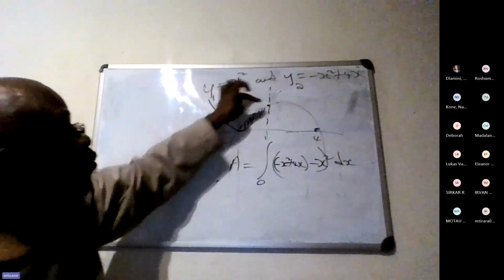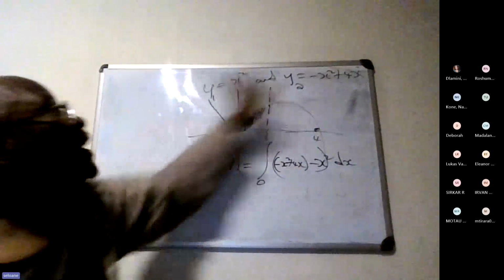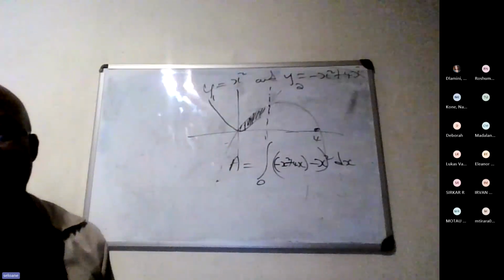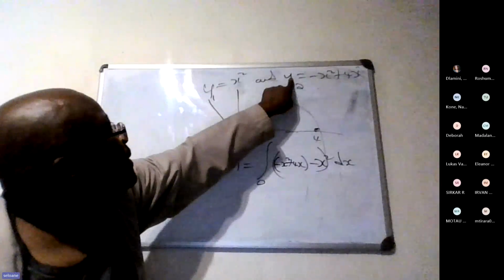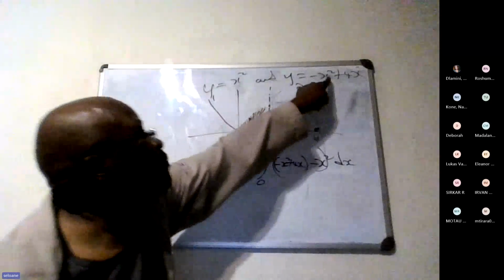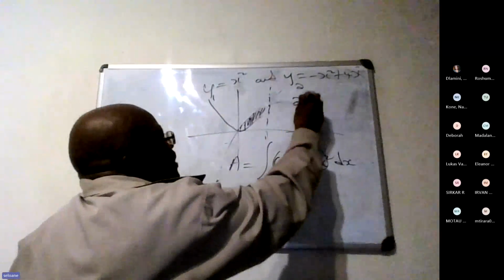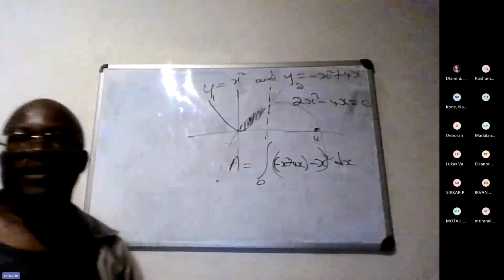The y of this is the same as the y of this one. Therefore, it will just be a simultaneous equation. Then obviously, what is y? You replace y here by x squared. Then it will now be what? You can just bring this one to this side. It will now be 2x squared minus 4x equal to 0. Then you solve for x.